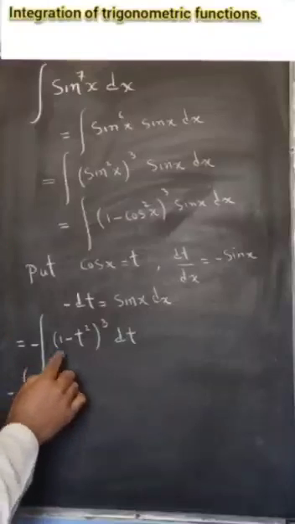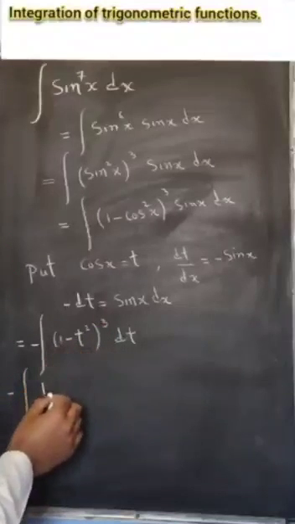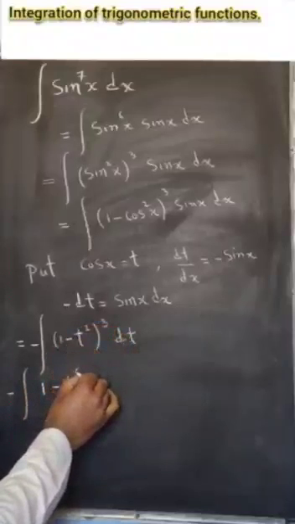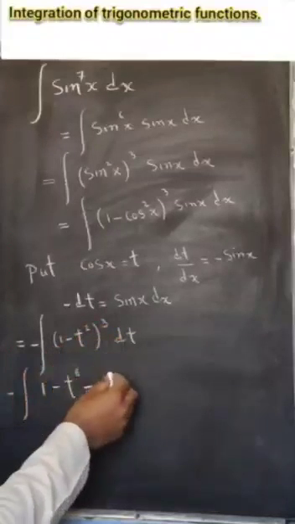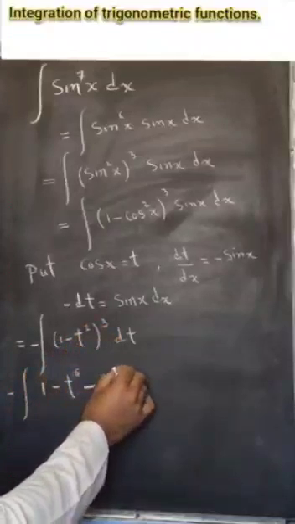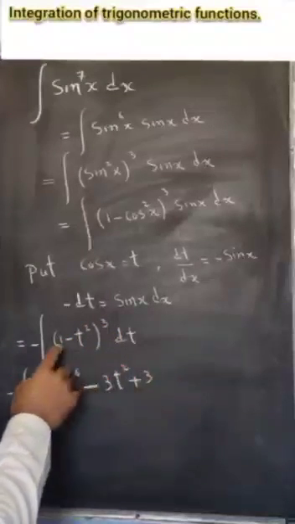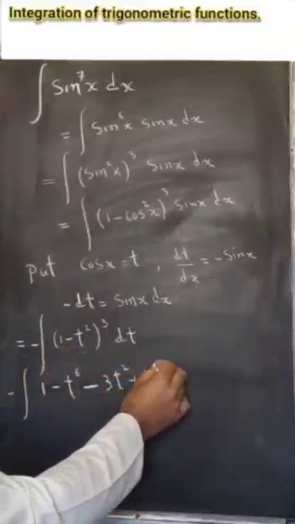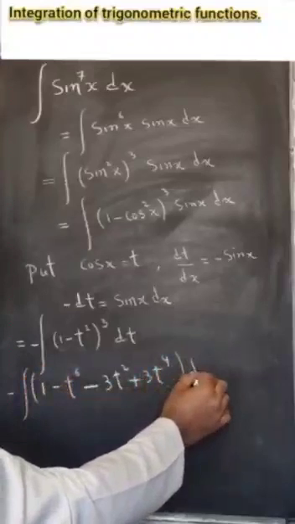minus times, this is a minus b whole cube, that is a cube minus b cube, so it becomes 1 cube minus t raised to power 3 into 2, that is 6, minus 3a square b, it is 3, a square, 1 square is 1, b, that is t square, plus 3ab square, a is 1, and b square, that is t square whole square, that is t raised to power 4, dt.